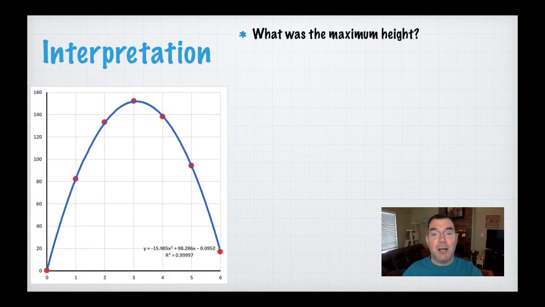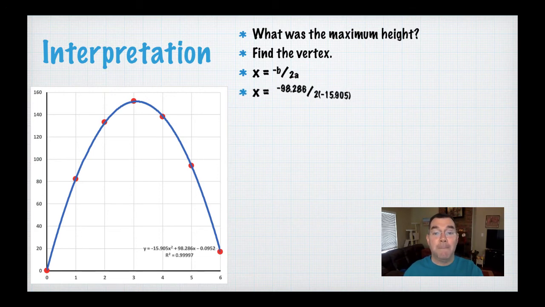Let's figure out what his maximum height might have been. To do that, we find the vertex. And since our equation is in standard form, we are going to figure out the x-coordinate of the vertex by doing negative b over 2a. Remember, our b was 98.286, and our a was negative 15.905. And so if I plug those into negative b over 2a, I get 3.09 seconds. So that's when he reached his maximum height.